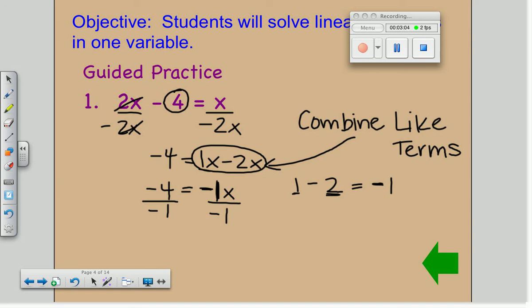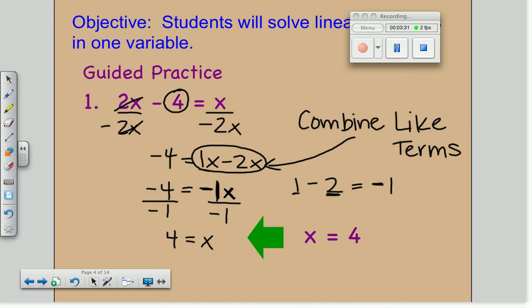Okay? So -1 is being multiplied by x. The inverse of multiplication is division, so I divide by -1. So I divide by -1 on this side. -4 divided by -1 is just 4. -1 divided by -1 is 1. So we have the x by itself. So x equals 4. Okay?